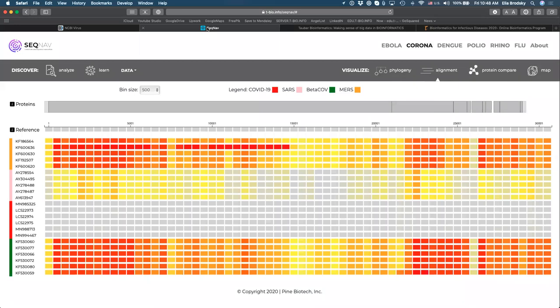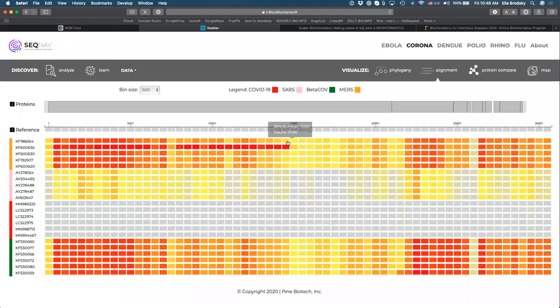So what we took was a collection of samples. Some of them are from MERS, so you can see that the orange ones are MERS, then the pink ones are SARS, these red ones are COVID-19, and the green ones are beta coronaviruses.